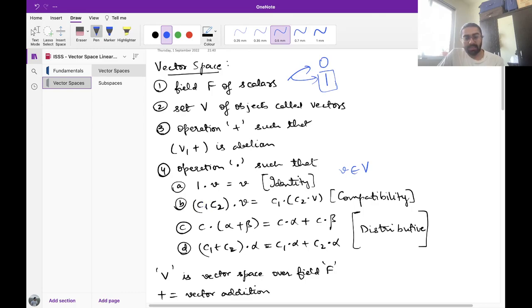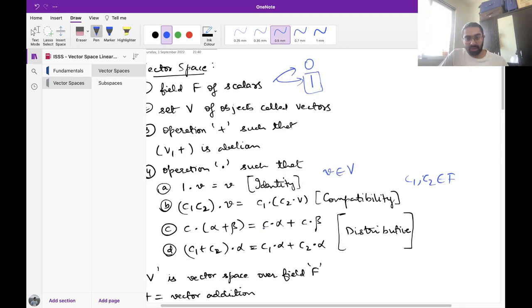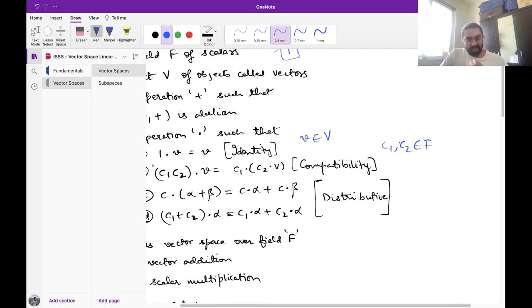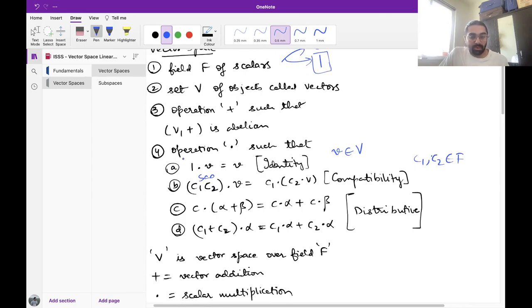This is one. Second thing is something called compatibility. Here I'm saying c1, c2, let's say are two scalars which belong to field F, and again v belongs to capital V, some element in this set V. So if I multiply this c1 and c2, this particular operation is the operation on scalars. Remember this very clearly, it'll become important going forward. So the c1 c2 is the scalar multiplication, the operation of dot under this field F.